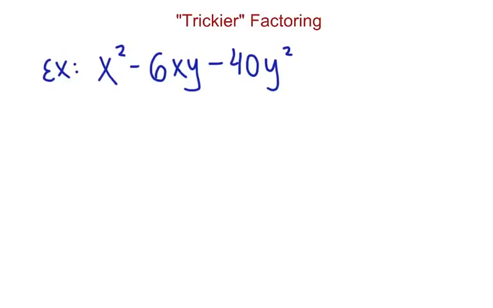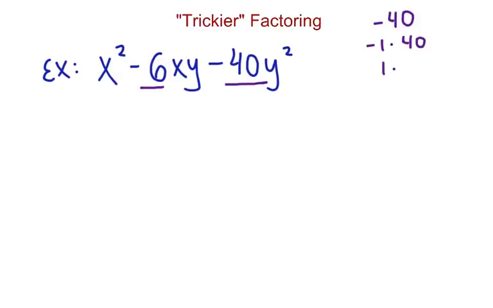This first one, I have x squared minus 6xy minus 40y squared. And I think initially seeing the y and the y squared in there throws people off, but really we're just working through the same factoring process we already know. We're trying to find two numbers that multiply to negative 40 and add to negative 6. As we've done in the past, I'm going to go ahead and make a list of factors, different ways to multiply to negative 40.